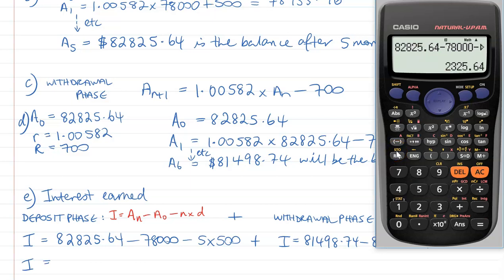So if I pop those values in and then evaluate it, for that first deposit phase, there was interest of $2,325.64. For the second withdrawal phase, there was $2,873.10 of interest earned, which altogether means that over that 11-month period, $5,198.74 of interest was earned.